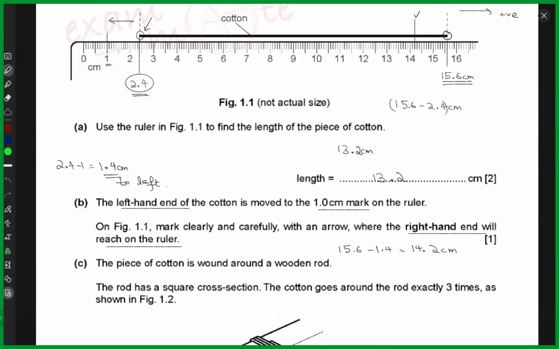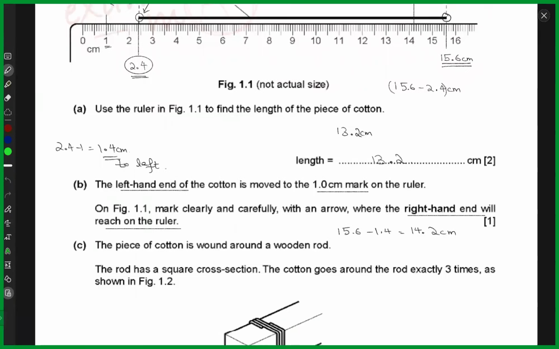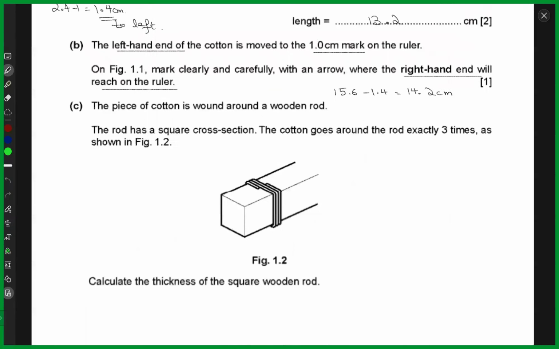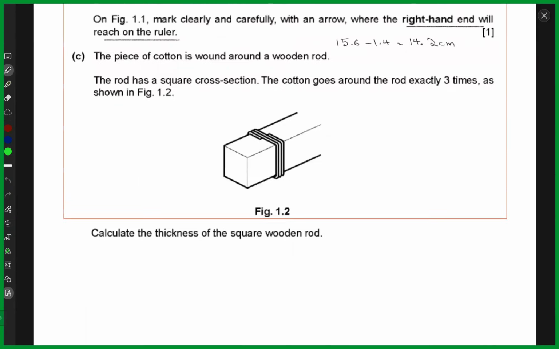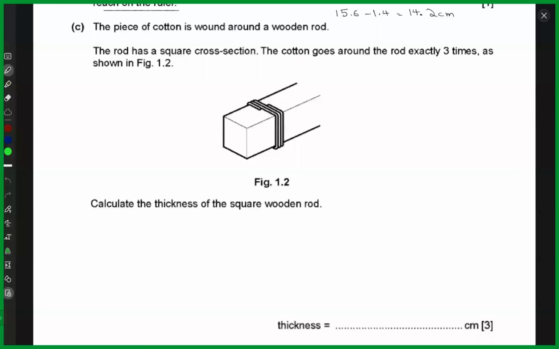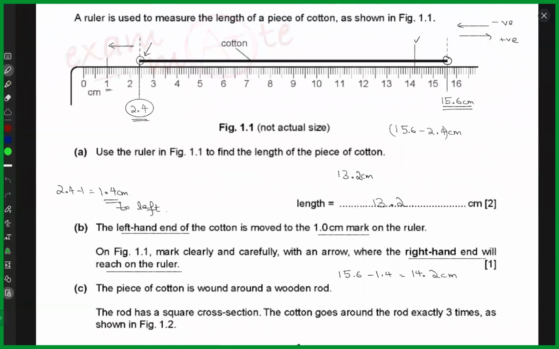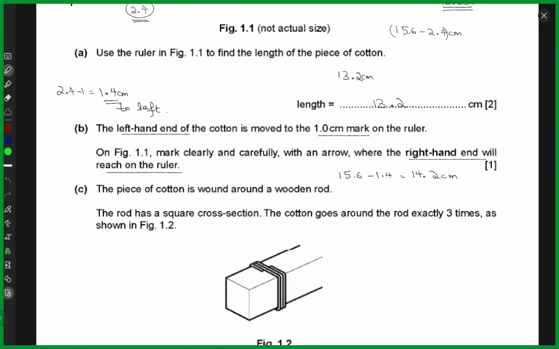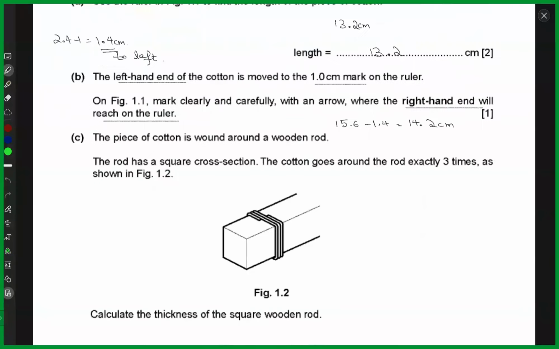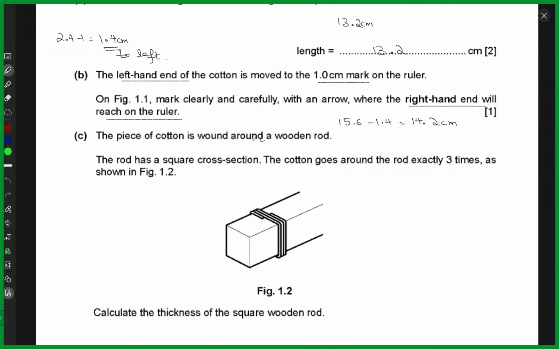All right, so this is what we were doing last time, right? So we just have to finish this last part, where what we had was a cotton and we were measuring the length of the cotton, right? And now we'll use the same cotton, and this cotton is wound around a wooden rod.